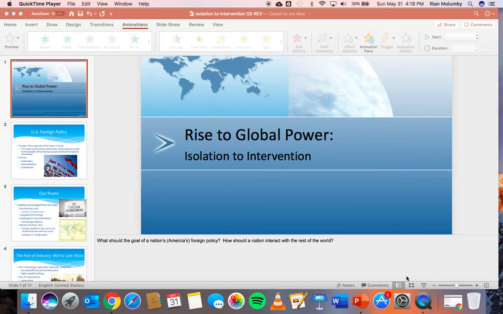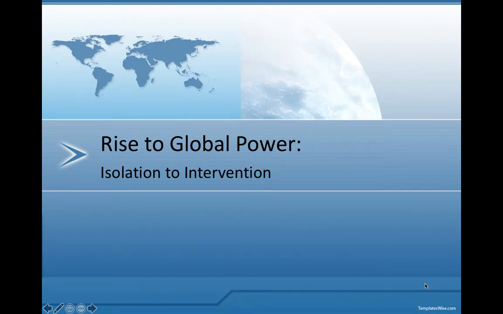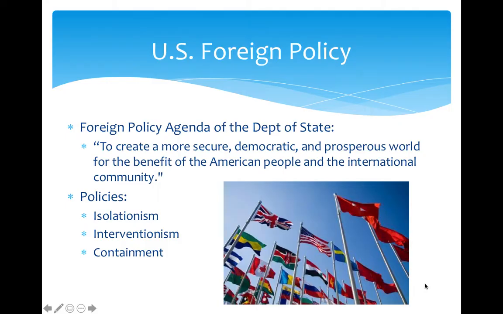Welcome, students. We will be taking notes on the rise to global power, how America went from an isolationist country to an interventionist country, all within around 100 years. You don't need to write this slide down, but the foreign policy agenda of the Department of State is to create a more secure, democratic, and prosperous world for the benefit of the American people and the international community.